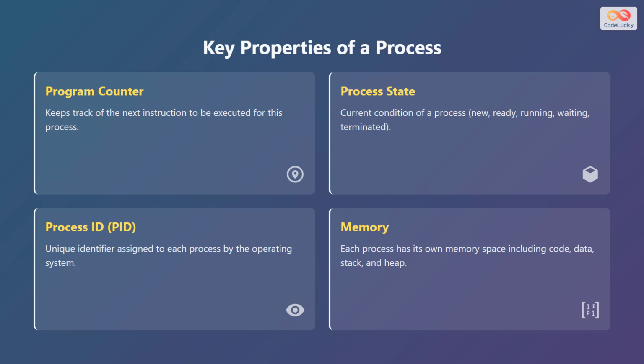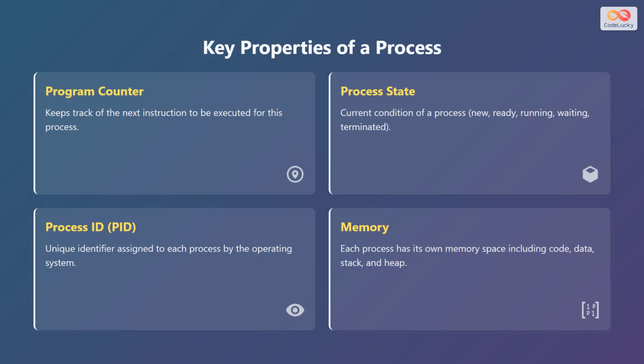Now let's discuss the key properties of a process. First is the program counter. The program counter keeps track of the next instruction that will be executed for that particular process. The next property is the process state. The process state represents the current condition of a process. It can be in one of several states such as new, ready, running, waiting, or terminated.